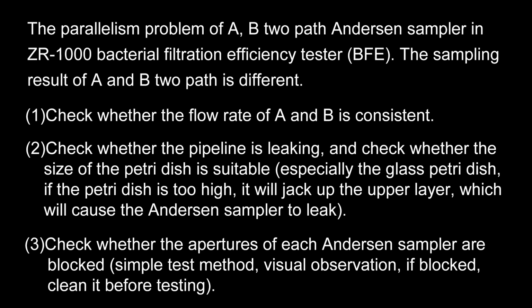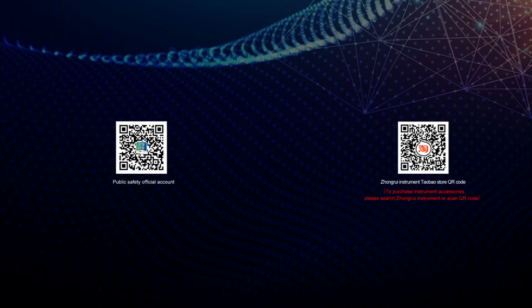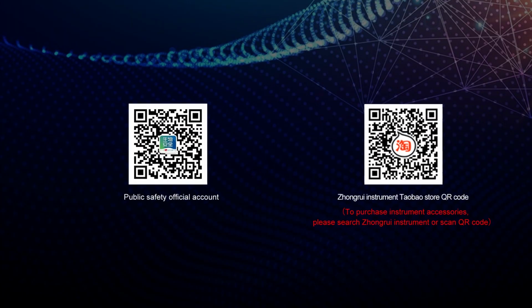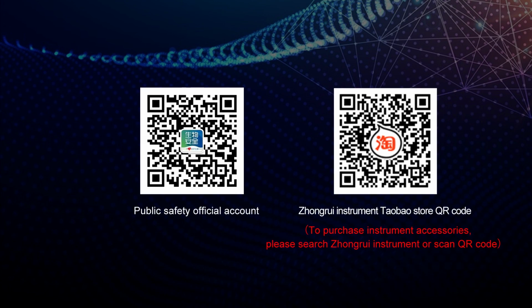Simple test method: visual observation. If blocked, clean it before testing. The embedded thermal printer can print test results automatically. The guidance of operation is finished.